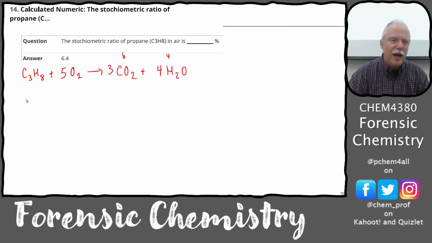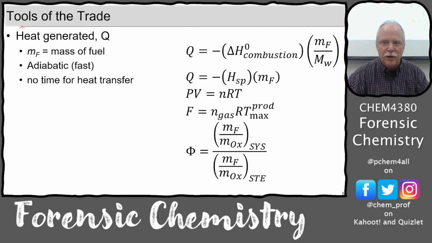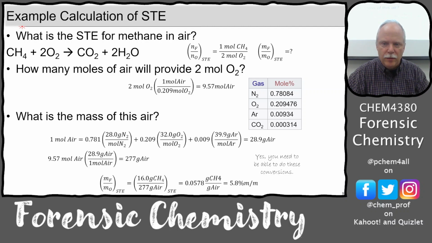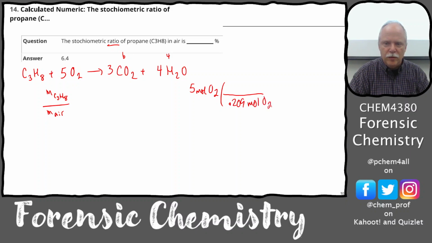So now we need to know how many grams of air, because the stoichiometric ratio is a mass. So we want to know mass of propane per mass of air, right? That's what we're calculating up here. Mass of fuel over mass of air. Okay. And so we've got this molar mass of air. We need 5 moles of oxygen, and it's 0.209 moles of O2 per mole of air.